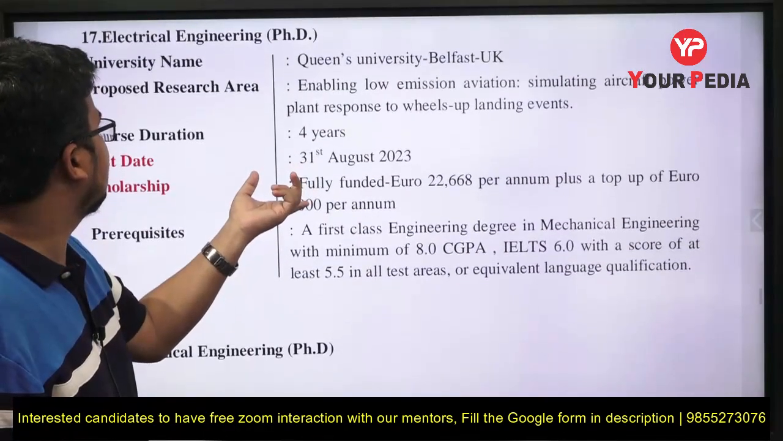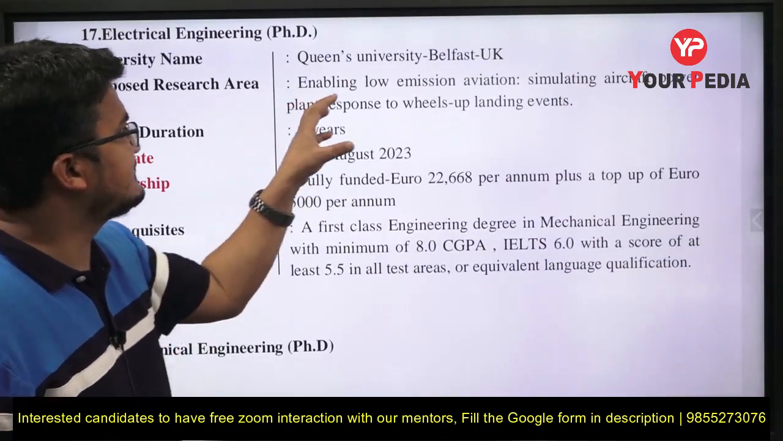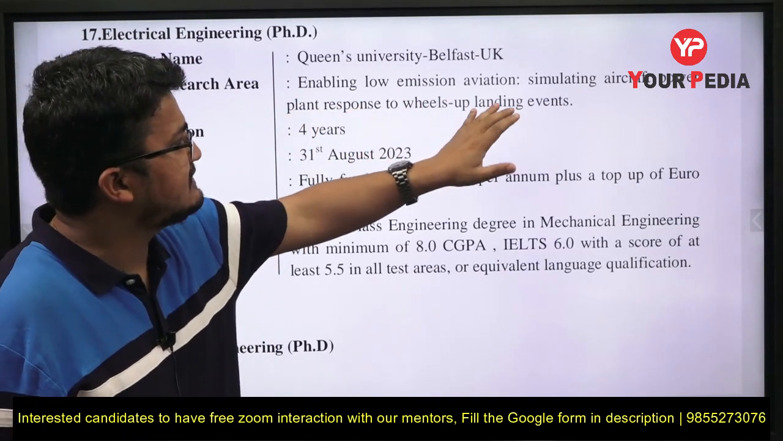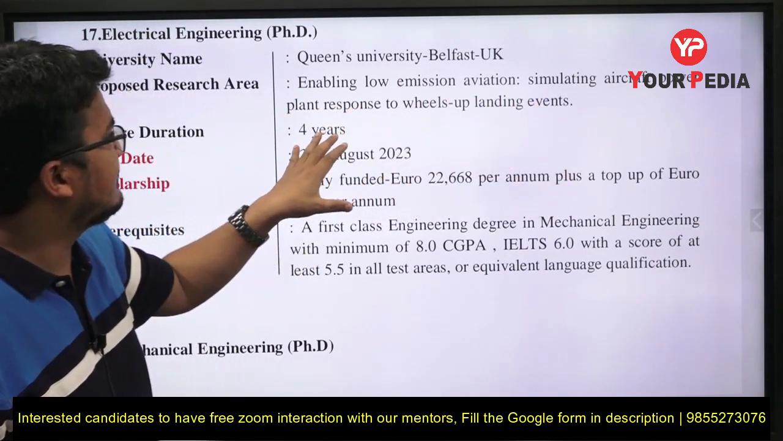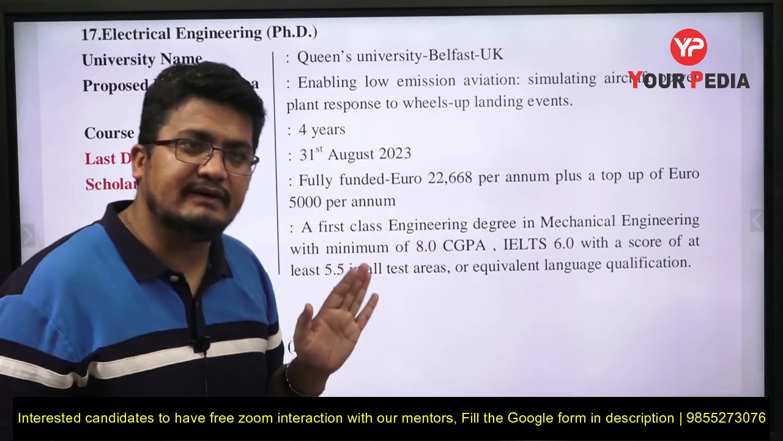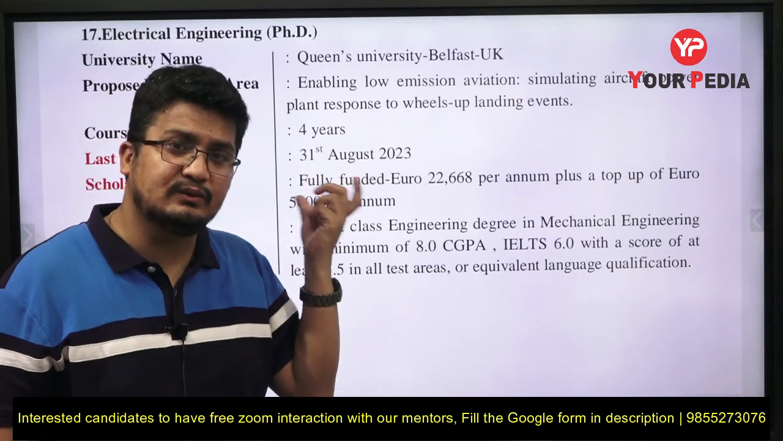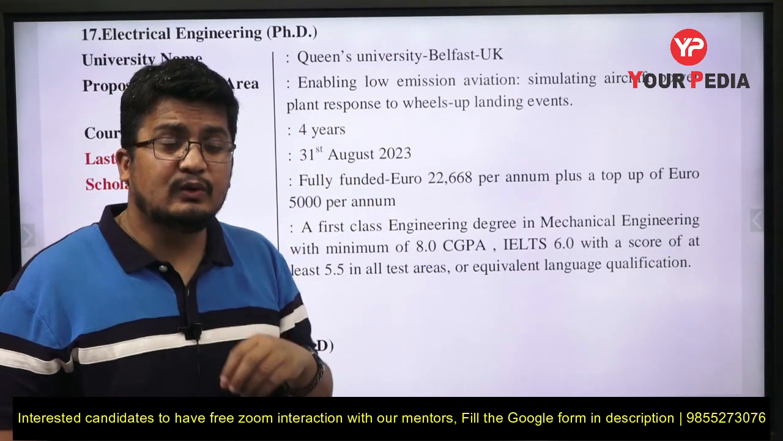Next position again is coming for electrical engineering. It's in the Queen's University, Belfast, UK. The research area is enabling low emission aviation, simulating aircraft power plant response to wheels up landing events. The duration is, guys, 4 years, and the last deadline is 31st August 2023. You have a lot of time, 2 to 3 months you have.